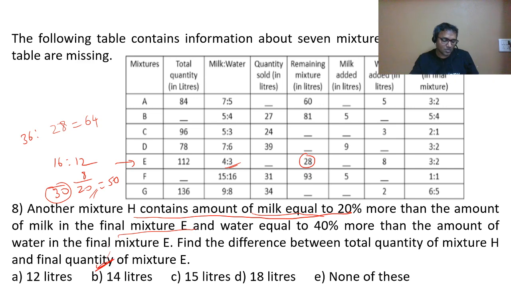Yes, Abhijit. Verbal, nothing, just reading helps, right? So I first find out the ratio of E. E comes as 30 and 20. They said there is 20% more and 40% more, so total becomes 64, and original is 50, so 14 more.